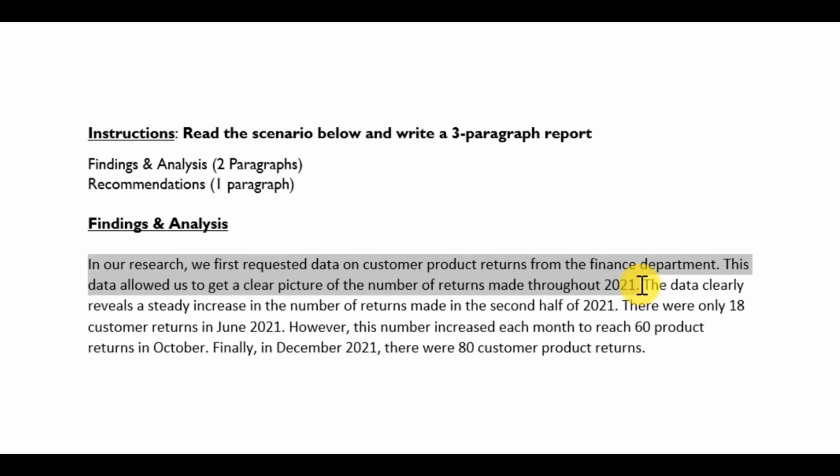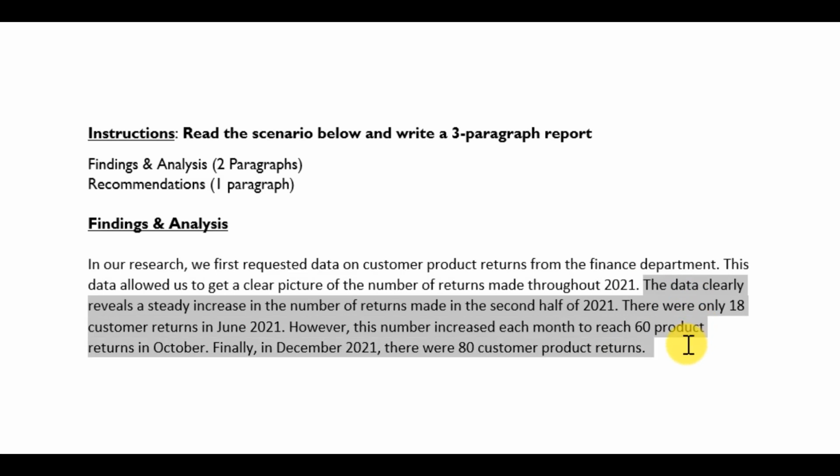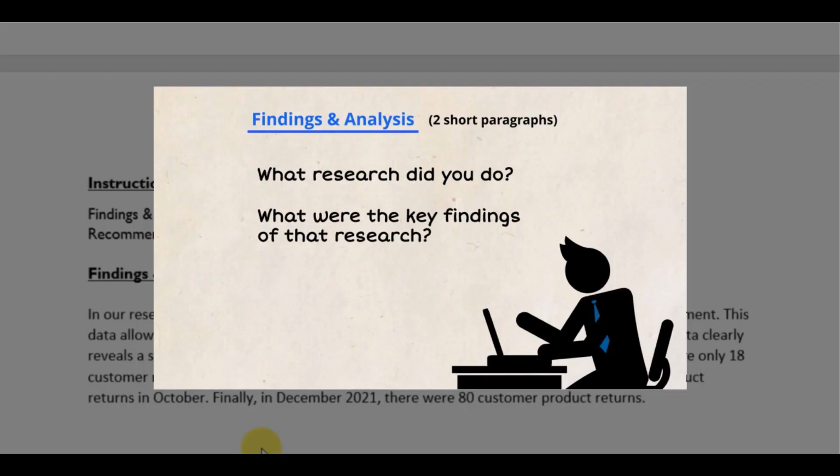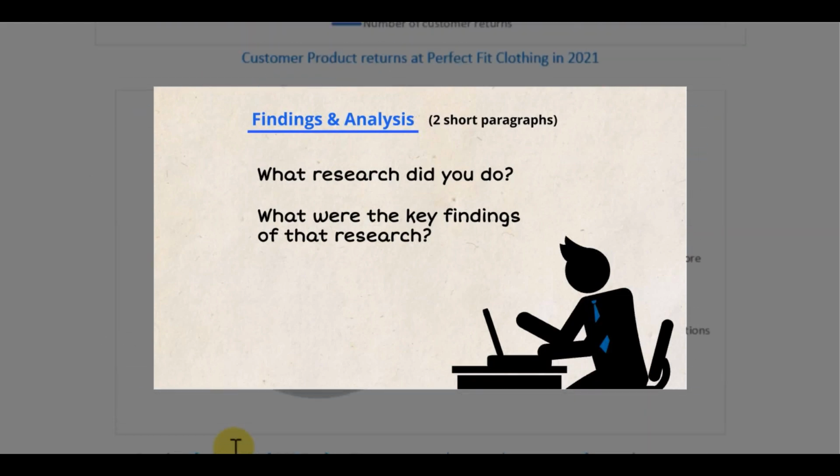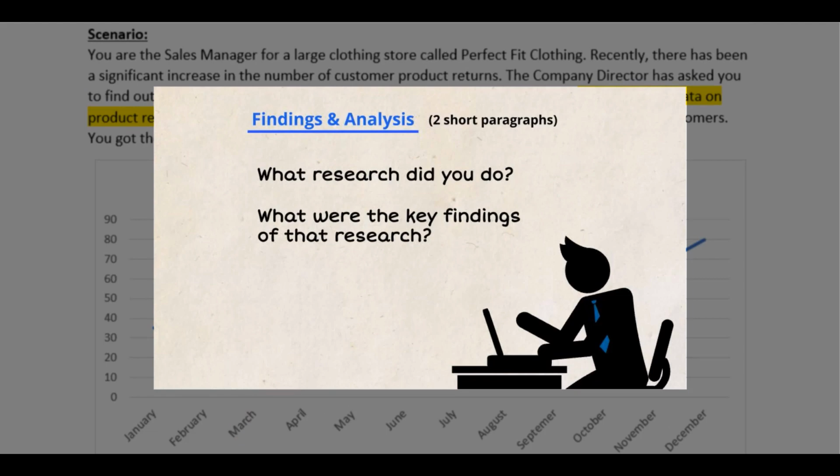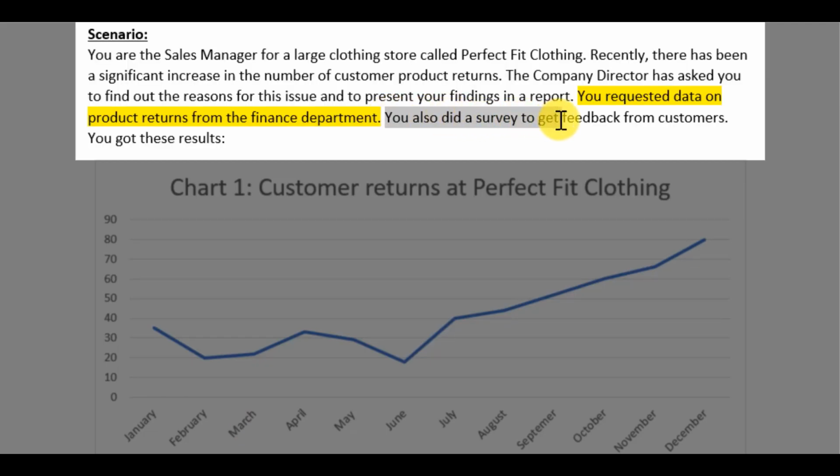The first couple of sentences tell us what research we did, and then the rest of the paragraph summarizes the key findings from that research. Now, for our second paragraph, we need to repeat that process for the second chart. So again, the first question, what research did you do? Again, we check the scenario. It clearly tells us you also did a survey to get feedback from customers. That was our second kind of research.